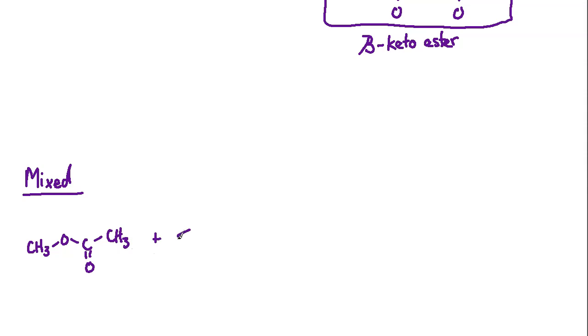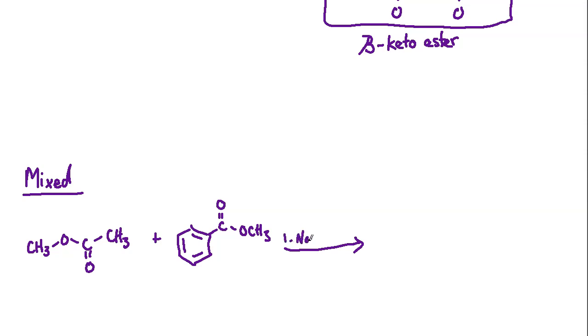Plus, we'll go ahead and utilize another ester, but this one is not going to have any alpha carbons that it can work with, or at least no hydrogens on those alpha carbons, I should say. So here's another one, OCH3, right? If I take a look at these, only the one on the left has the potential to be turned into an enolate.